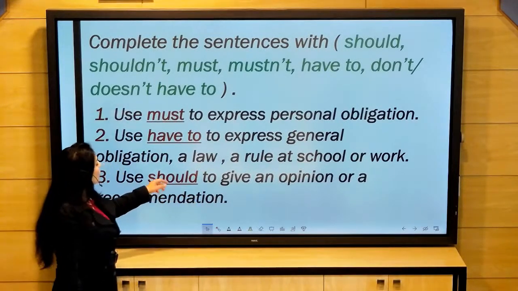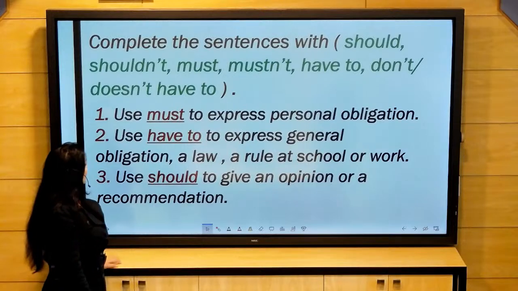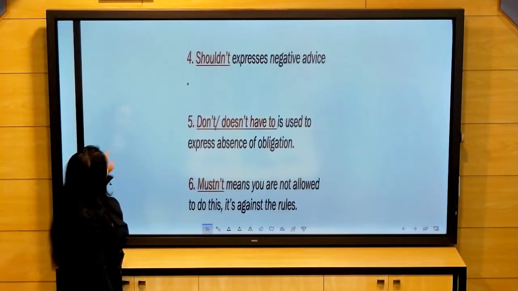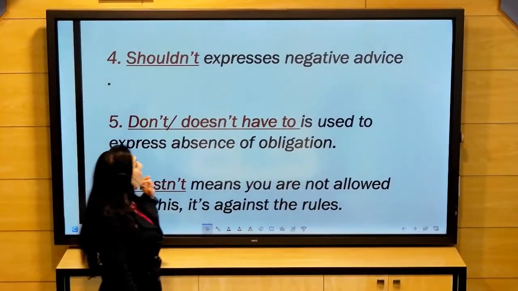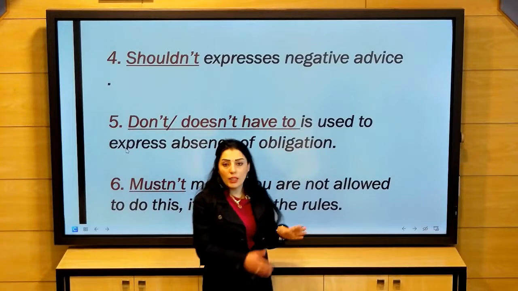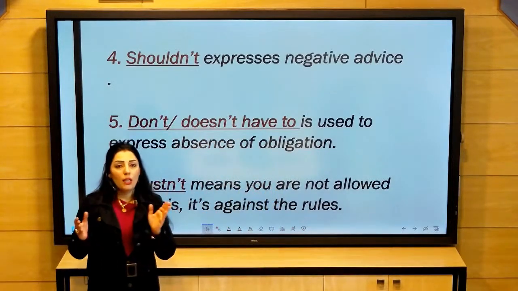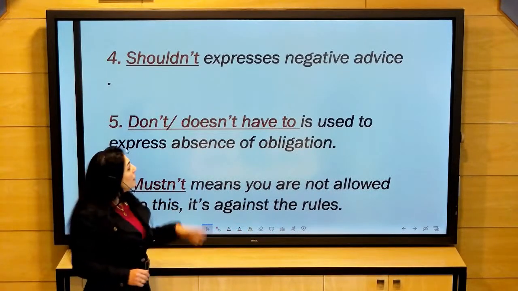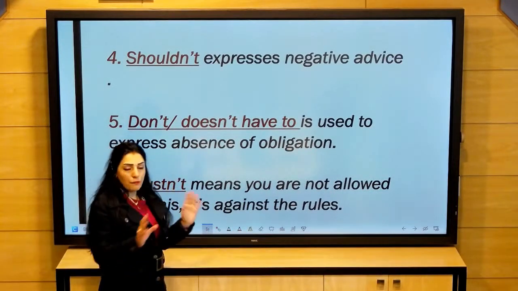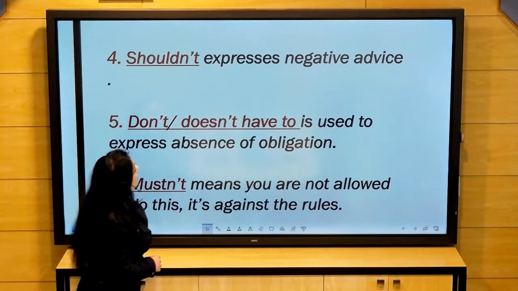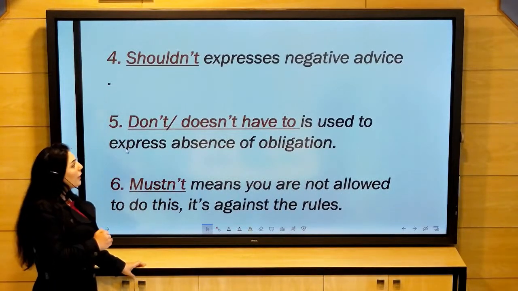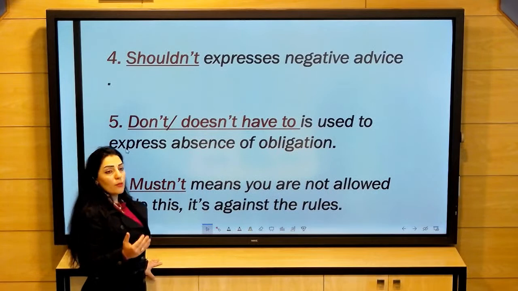Number 3. Use should to give an opinion or a recommendation or advice. We can use should. Number 4. Shouldn't expresses negative advice. So the negative of should is shouldn't. Should means advice in present, but in affirmative, but shouldn't expresses negative advice when you advise someone not to do something.